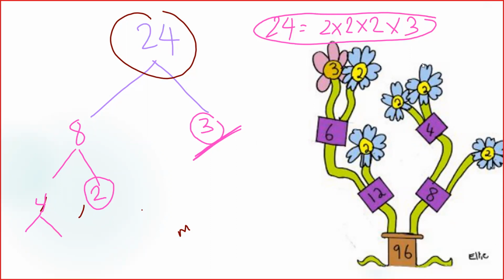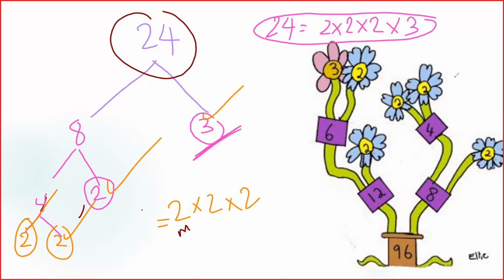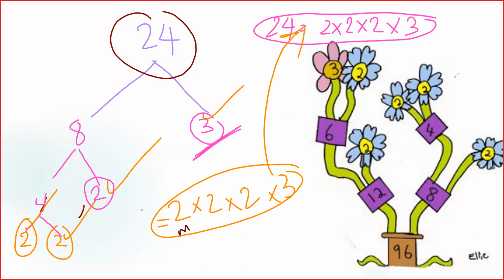Now number 4 here. We have 2 and 2. So what are the branches, what are the fruits? They are 2 and 2. Are they prime? Yes, so I have to stop here now. So if I use 8 and 3, what are my prime factors? 2, 2, 2, and 3. So look at this, I get the same answer. But the first one was easier.